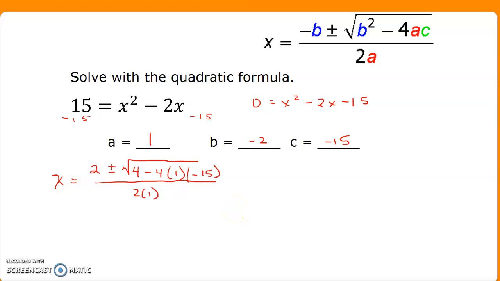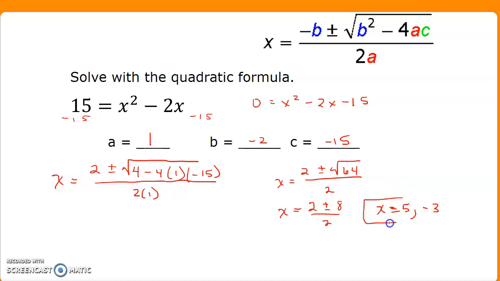All right, so when I simplify that, I end up with x is equal to 2 plus or minus the square root of 64 over 2. The square root of 64 is 8. So I have 2 plus or minus 8 over 2. 2 plus 8 will be 10. 10 divided by 2 is 5. 2 minus 8 is negative 6. Negative 6 divided by 2 is negative 3. Oops, that's an equal sign. So positive 5 and negative 3.